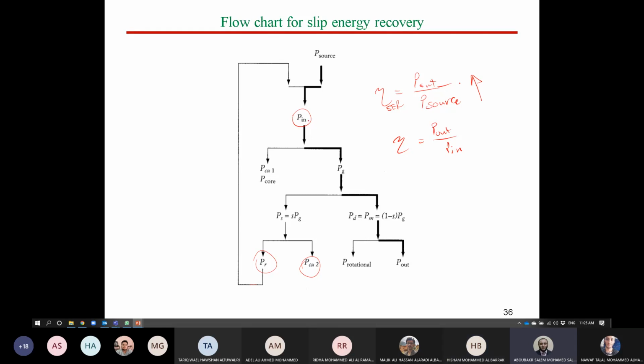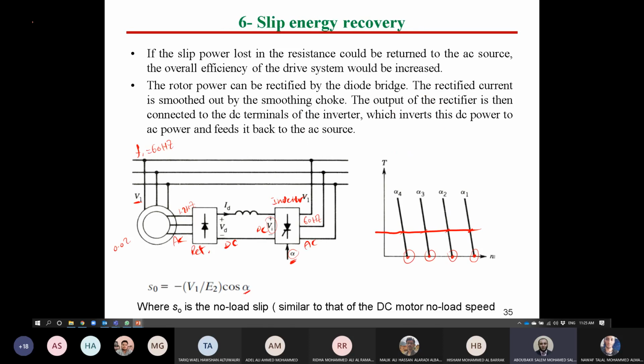Right, guys? So if P input is higher, this means this relation efficiency is lower than the previous one here, which is slip energy recovery. Okay? For that, this technique can increase the system efficiency. So these are the advantages of slip energy recovery compared to the adding resistance technique. Sometimes this technique is called the static Kramer method.